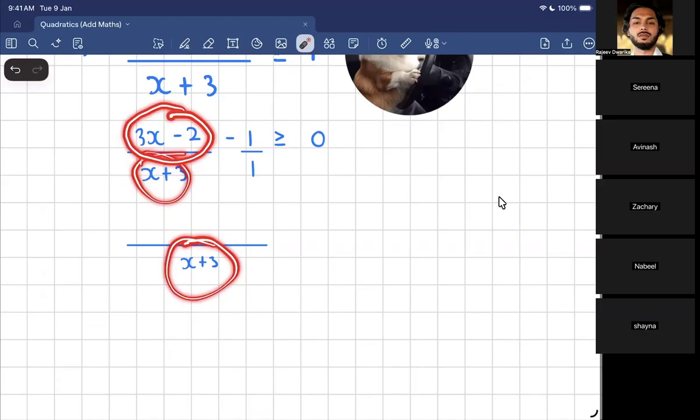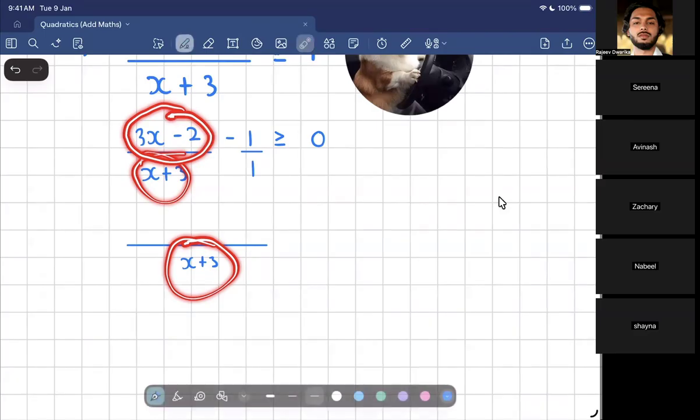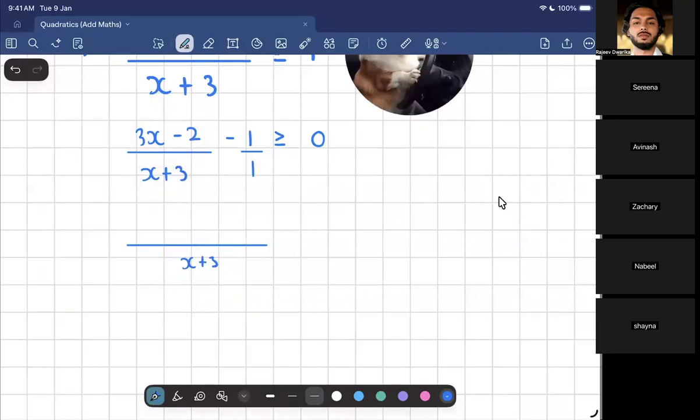1 by anything is what? If I ask you, what is 9 by 1? What are you going to tell me? 9 by 1 is 9. Yeah, sorry. That's okay. So if I multiply 1 by 3x minus 2, it just gives me back what? 3x minus 2. Right. So that'll be 3x minus 2.